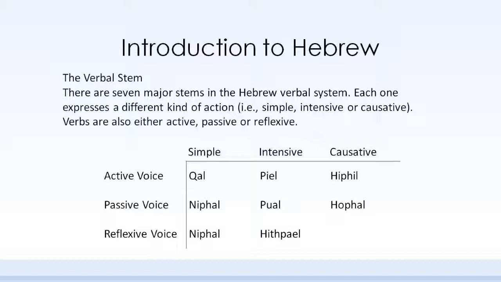The kal stem expresses simple action in the active voice. The nifal stem expresses simple action in the passive voice or in the reflexive voice, depending on the context of the sentence. The piel stem expresses intensive action in the active voice, while the pual stem expresses intensive action in the passive voice. The hitpael stem expresses intensive action in the reflexive voice. The hifil stem expresses causative action in the active voice, and the hofal stem expresses causative action in the passive voice.